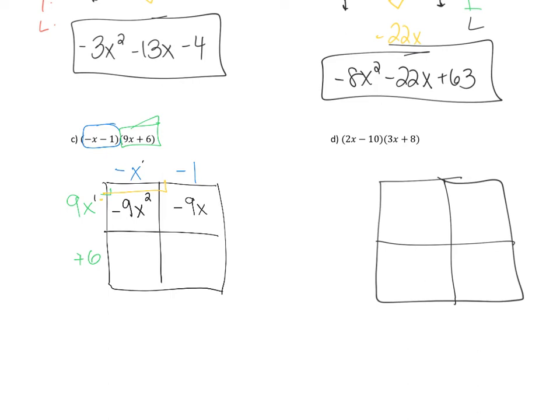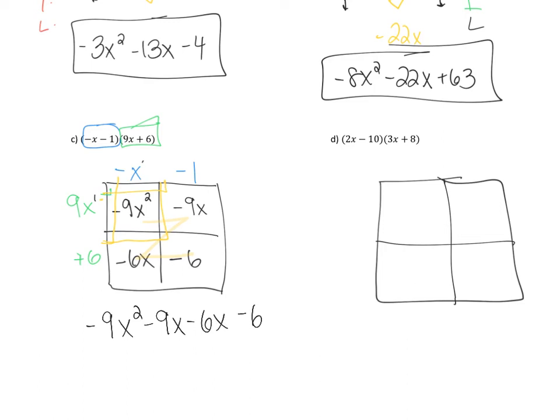Then I'm going to go down to the second row, and I'm going to do positive 6 times negative x, which gets me a negative 6x. And then the last one is 6 times negative 1, which gets me a negative 6. Then I'm going to go ahead and draw my z, and I'm going to write it in that order. Negative 9x squared minus 9x minus 6x minus 6.